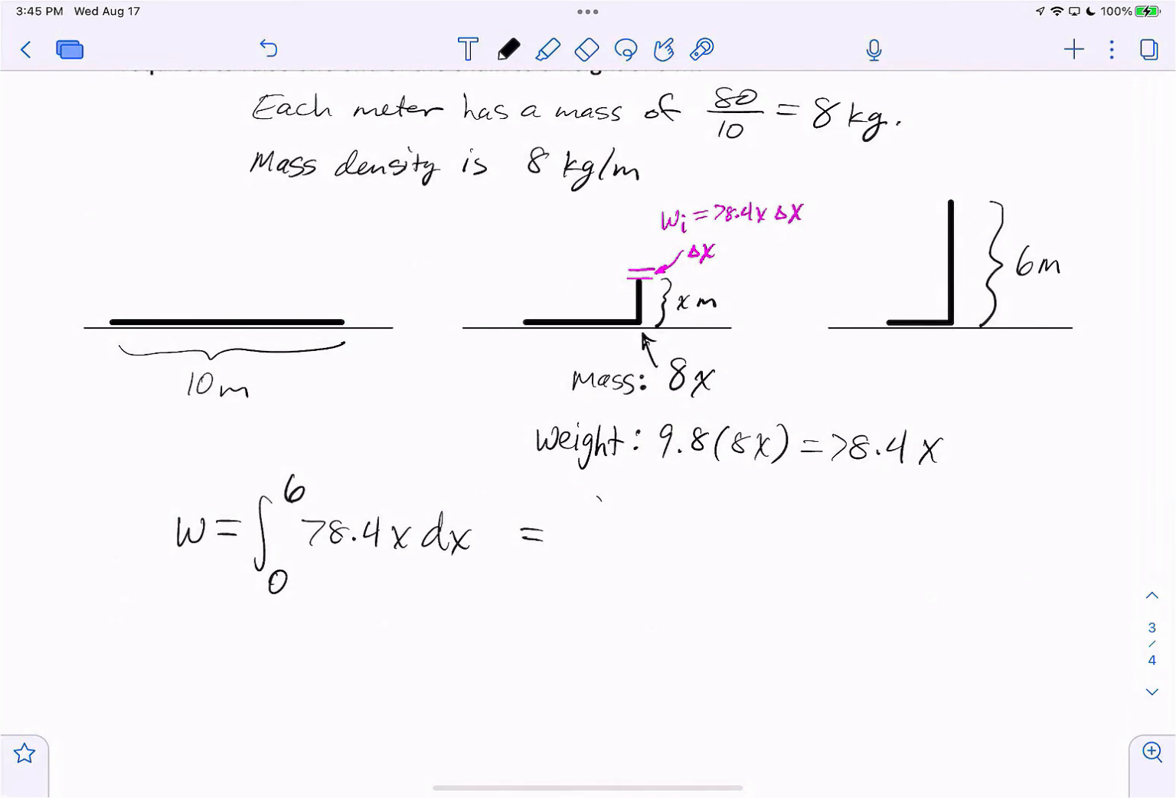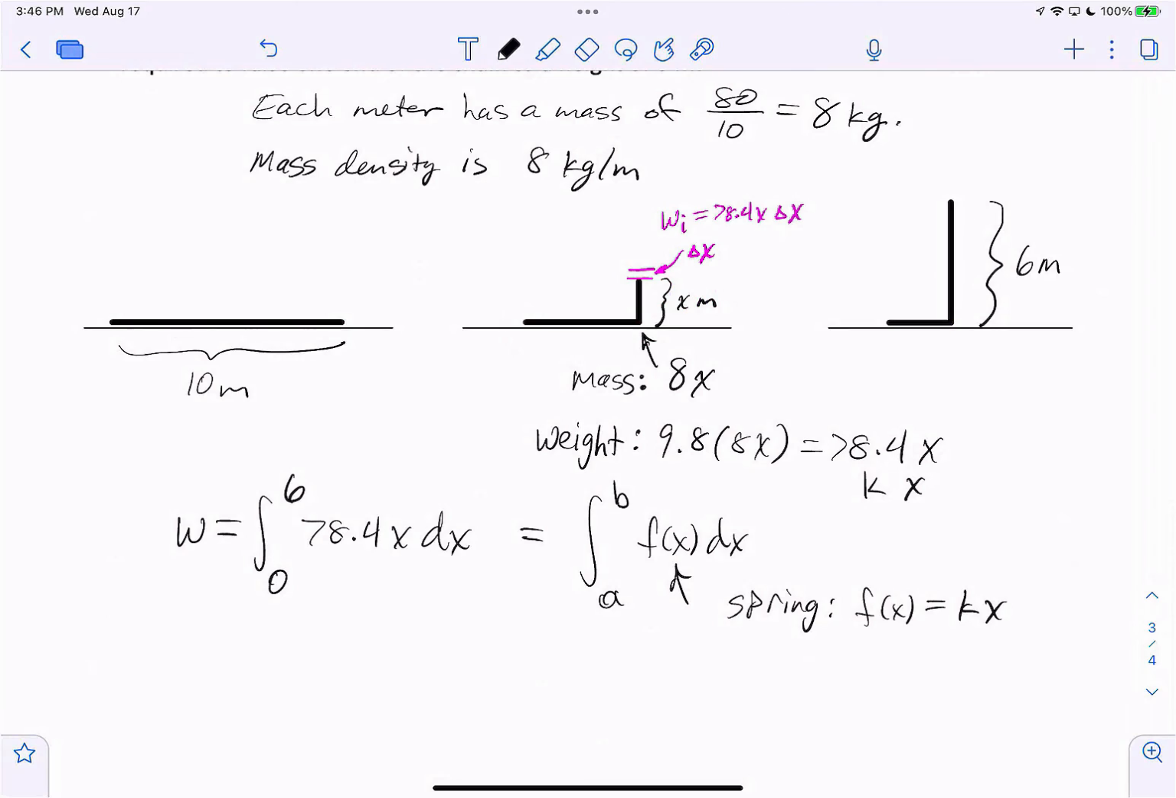And guess what? This is the same integral that we've been looking at for springs. From a to b, f of x dx. In the case of springs, f of x is equal to kx, where k is a spring constant. Guess what? In the case of this chain, this is really kx. It's no different at all. And it should make perfect sense. The more I stretch a spring, the harder it is to stretch it. The more of this chain I hold up, the harder it is to lift it.